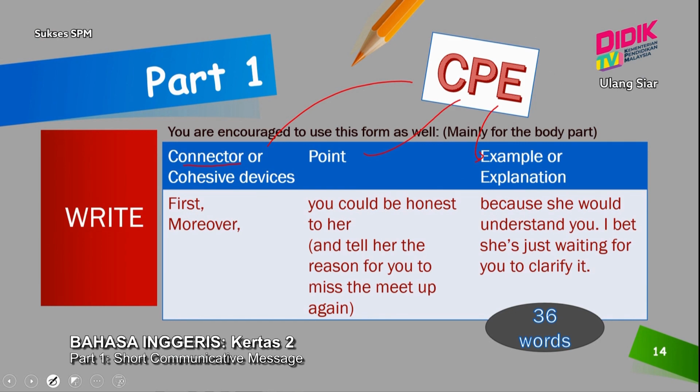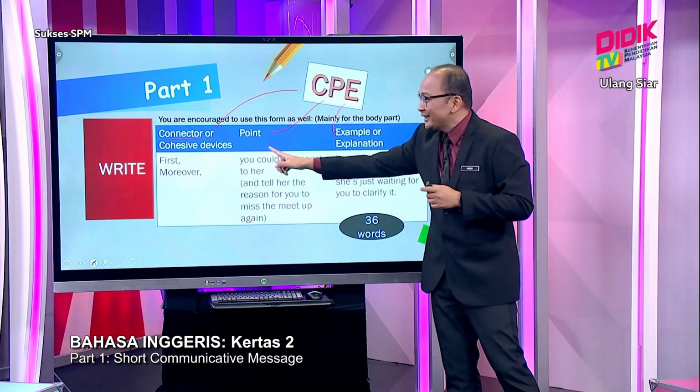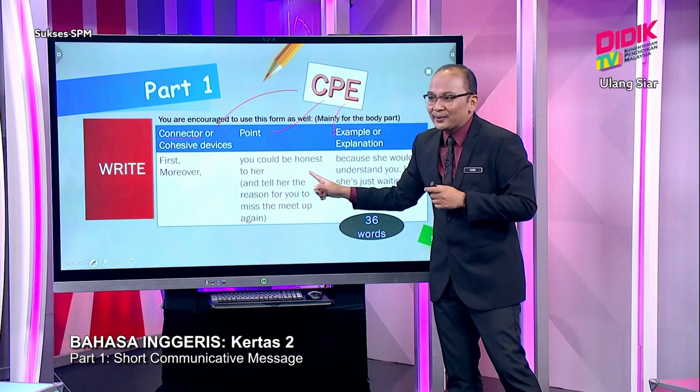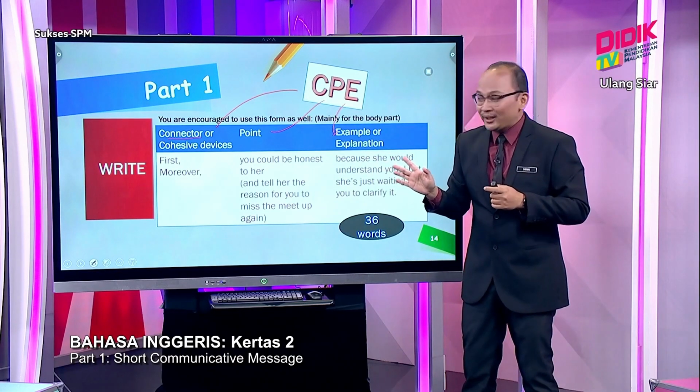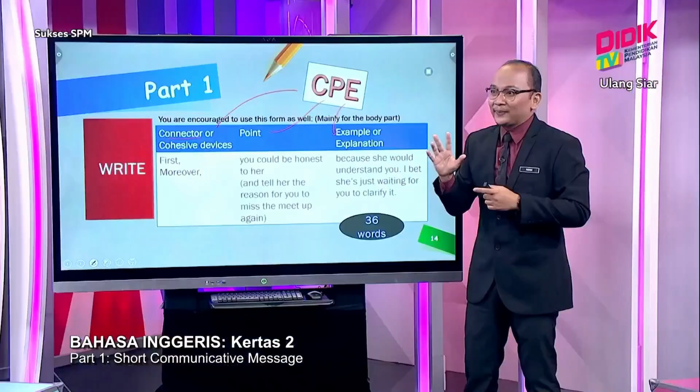As you can see, Chris, I put this in brackets, right? What does that mean? Some students might write only until "you could be honest to her." Which is already enough. But if you're very good, you can always add more. So don't be afraid, those good writers, they can actually explain more.